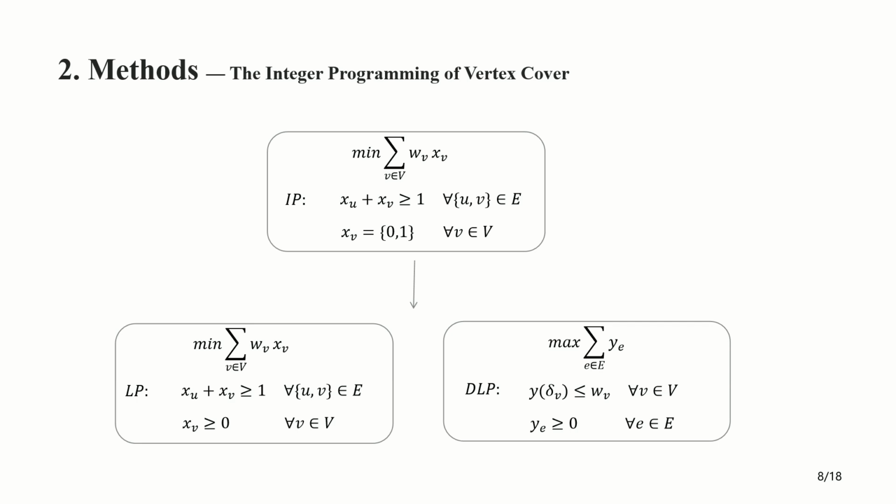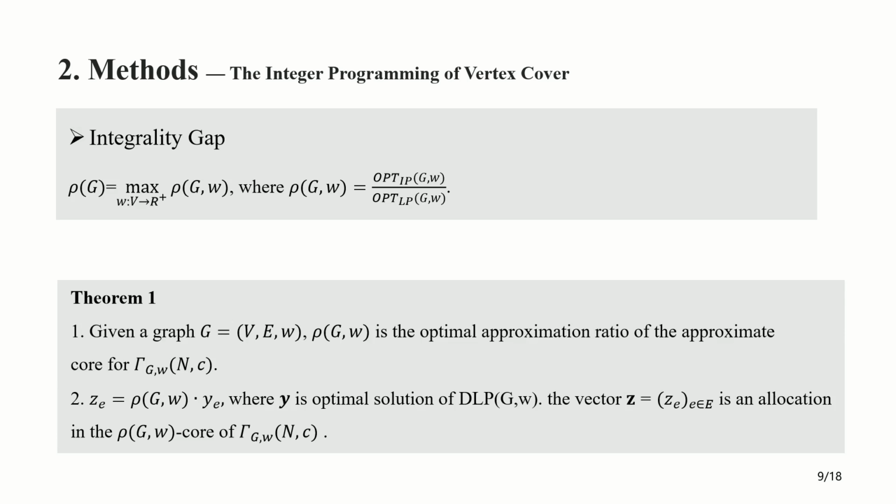However, when the integrity gap of the LP is not 1, meaning that the optimal value of the dual cannot be taken as the total cost, we investigate this case. Here is the definition of the integrity gap. Using the integrity gap of the linear programming, we prove Theorem 1, which is one of our main results.